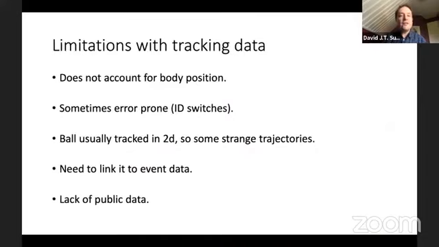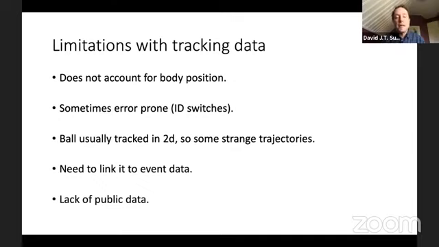Okay. And finally, I just want to say, before I go into the course webpage and the data, limitations with tracking data. I've already mentioned this for the question, it does not account for body position. There are more and more studies, and I think Pascal is going to talk about this a little bit on Thursday, where you do have body position. There's a study, Barcelona, who work a lot on basketball, have started working on this.